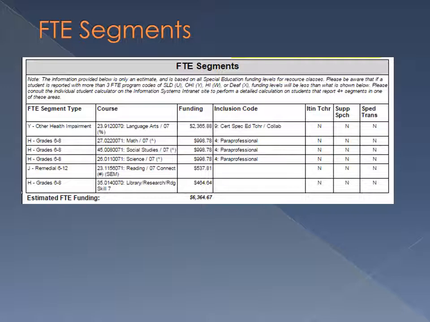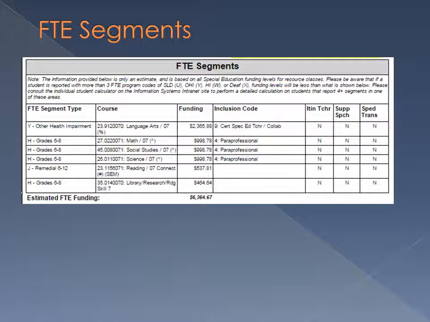Infinite Campus does use a combination of the course number and the inclusion codes to determine the funding category for each segment of the day. For example, for a student that has a 0 in the first place after the decimal, or a 3 or a 4, that is considered to be a regular education class and pull the regular education weight. But you will see in this example the Library Research Reading Skills class 35.0140070 pulls at the regular education weight. That is the least funded weight on the student schedule.